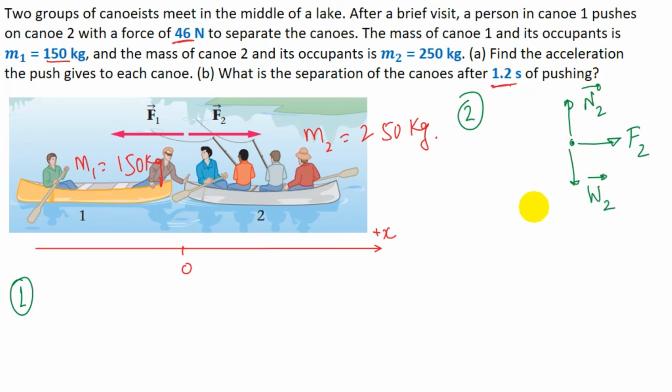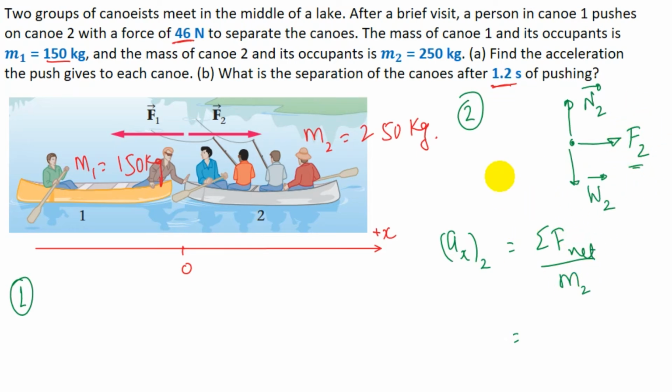Now there is no motion in the vertical direction, so the vertical forces are balanced. In the horizontal direction we have only one force, F2. So from Newton's second law of motion, we can write that the acceleration in the x direction for canoe 2 is sigma F net divided by the mass for body 2, so that equals sigma F net, where we have F2.